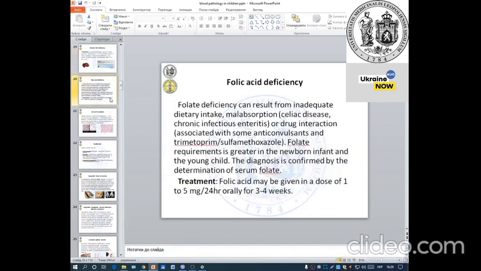Folic acid deficiency can result from inadequate dietary intake, malabsorption, for example celiac disease, chronic infectious enteritis, or drug interactions associated with some anticonvulsants and trimethoprim-sulfamethoxazole. The diagnosis is confirmed by the determination of serum folate. For treatment, folic acid should be given in a dose of 1 to 5 mg per 24 hours orally for 3-4 weeks.